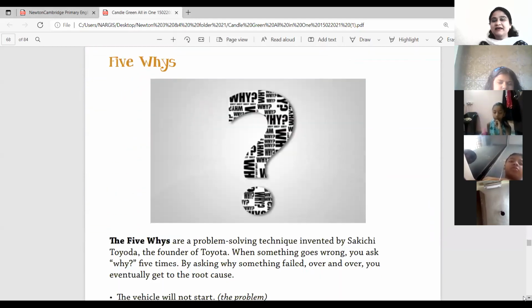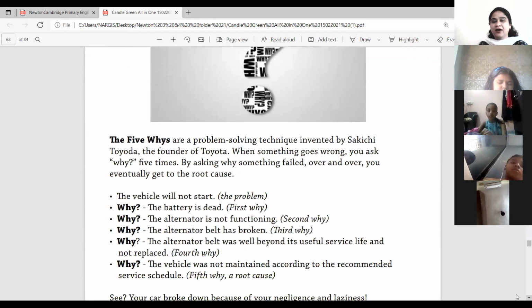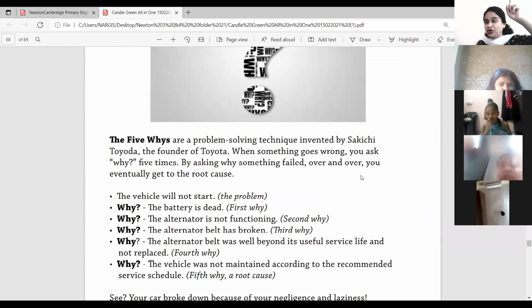Making choices, five whys. Okay. The five whys are a problem solving technique invented by Sakichi Toyoda, the founder of Toyota. When something goes wrong, you ask a why question five times. By asking why something failed over and over, you get to the root cause.